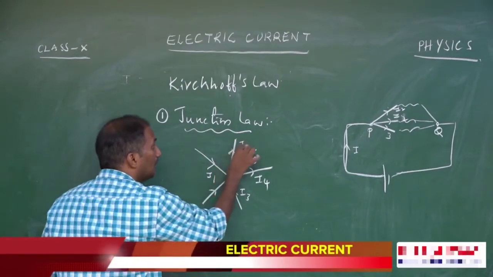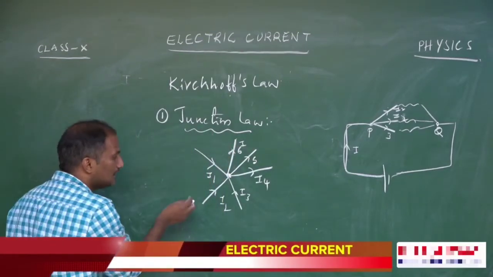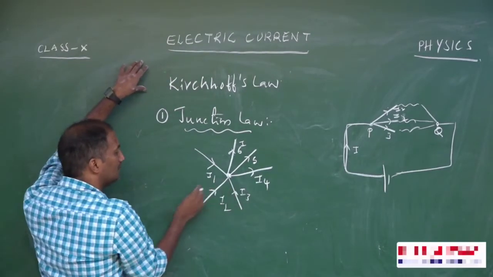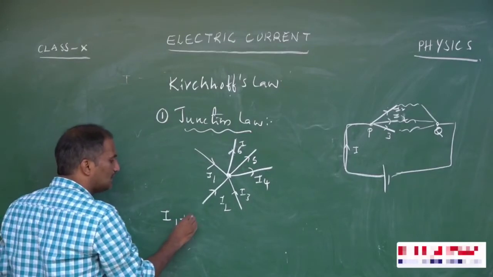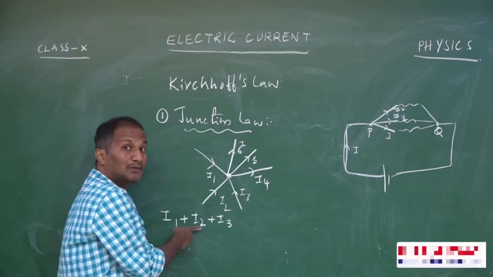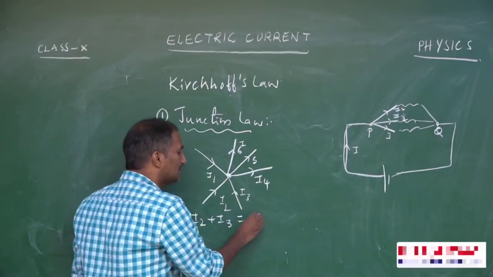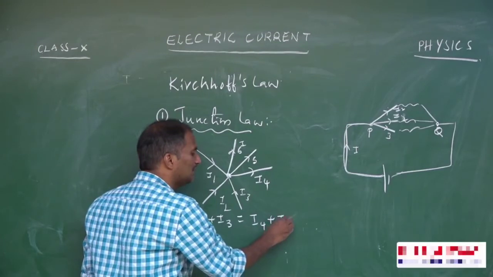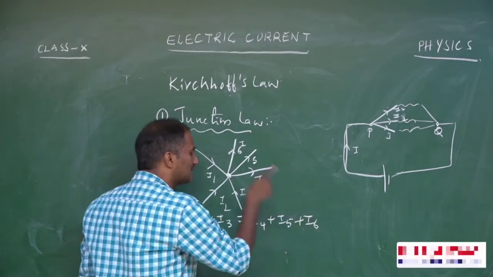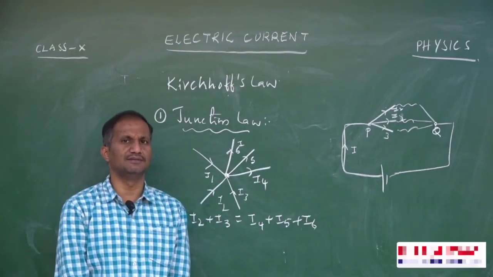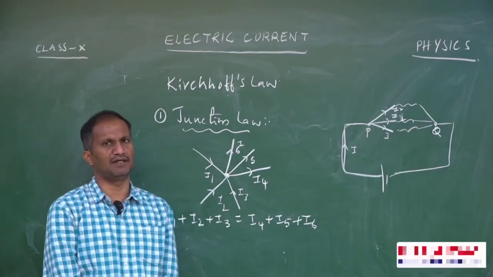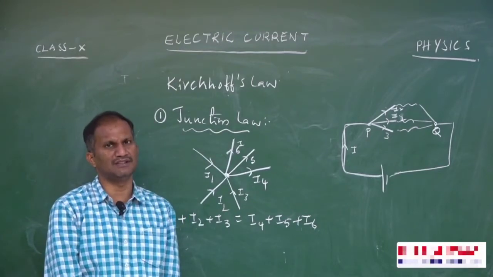According to Kirchhoff's junction law, the sum of the currents entering the junction point, that is I1 plus I2 plus I3, is equal to the sum of the currents leaving that junction point, that is I4 plus I5 plus I6. The sum of the currents entering a junction is equal to the sum of the currents leaving that junction point. This is simply called Kirchhoff's junction law.